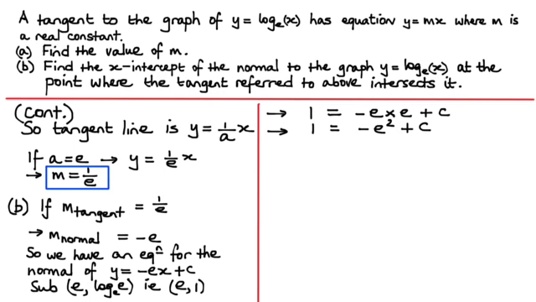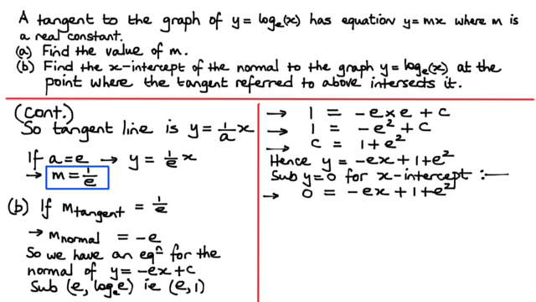Just cleaning that up a little bit, we've got 1 equals minus e squared plus c. Therefore, what is c? c is 1 plus e squared. Therefore, the equation of our normal, guys, is y equals minus ex plus 1 plus e squared. We're very close to victory now. We've just got to set y equals 0 for the x-intercept. So there it goes, and then we just solve that for x. X looks like being, that's correct, isn't it? Yes, 1 plus e squared over e.